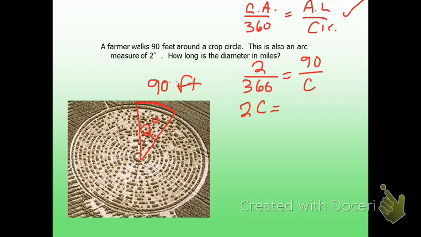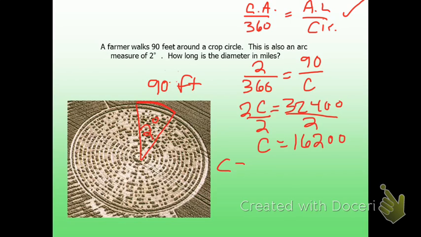So we're going to solve for that. So 2c equals 90 times 360, which comes out to 32,400. Divide both sides by 2, and we get circumference is 162,000. So since circumference is diameter times pi, and we know that the circumference is 162,000, we could just divide both sides by pi to figure out the diameter. So the diameter is going to be 162,000 divided by pi.